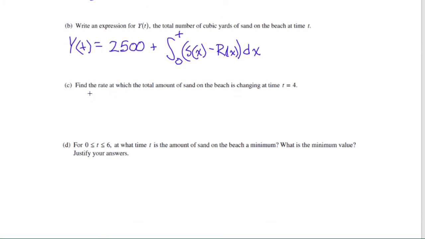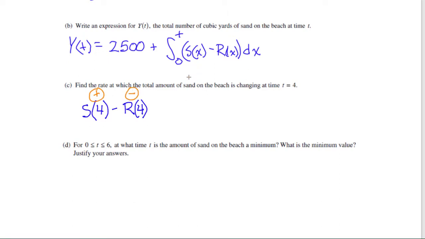For part C, find the rate at which the total amount of sand on the beach is changing. So if I'm looking for a rate, I'm literally plugging into a rate. I don't need to do an integral. I'm just plugging in the change. So I'm doing s of 4 minus r of 4. And if you made these backwards, then that's probably where an error was made. It has to be the positive minus the negative, not the bigger minus the smaller.